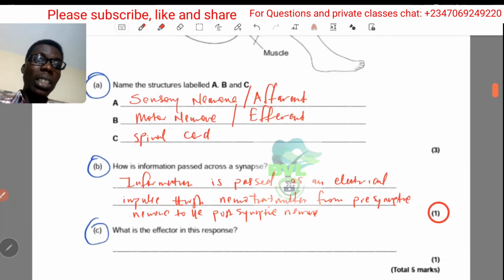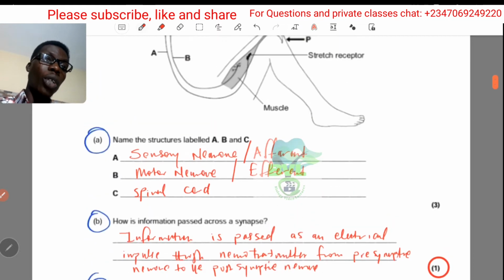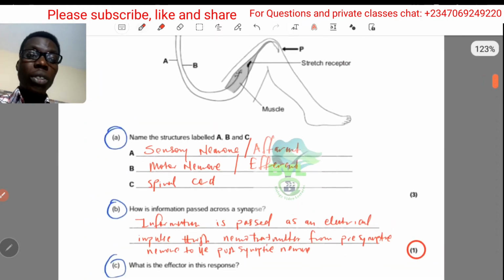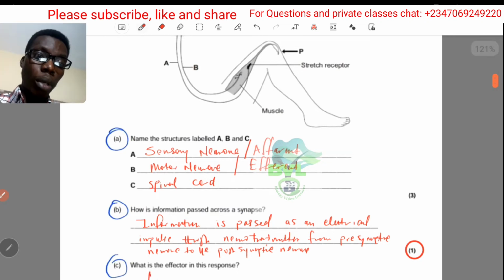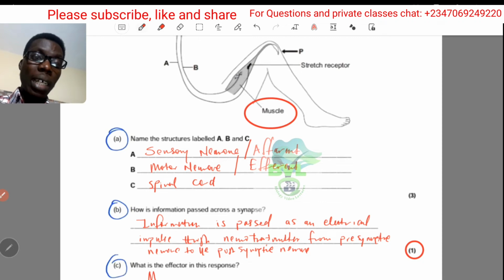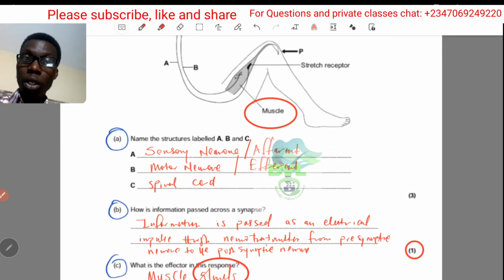Now it says, what is the effector in this response? Okay, it's referring to this. Of course, the effector in this response will be the muscle. Now I'm going to explain a few things at this point as a reminder for some of us. Muscle isn't the only type of effector we have. We also have glands. Please, you should know that I only mentioned glands as another example of an effector. But in this question, the answer is the muscle, which is this one here. Hope you get what I'm trying to say, please.